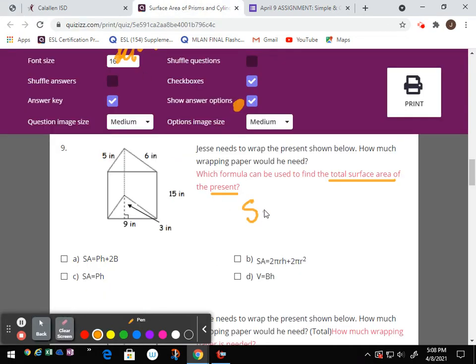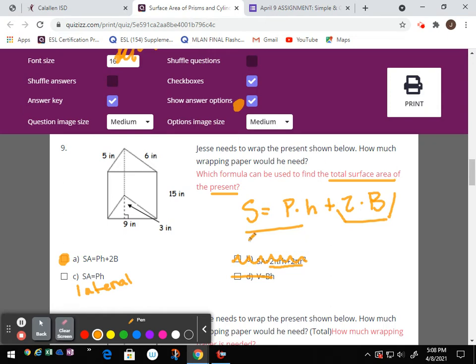So it said S is equal to big P times H plus 2 times big B, which we can see is answer choice A. D is the volume. B is the total surface area formula for a cylinder, but we have a prism, so we're not going to worry about that one. And C is our lateral surface area, but we wanted our total. Here's your lateral, and the 2 times big B is what makes it our total.